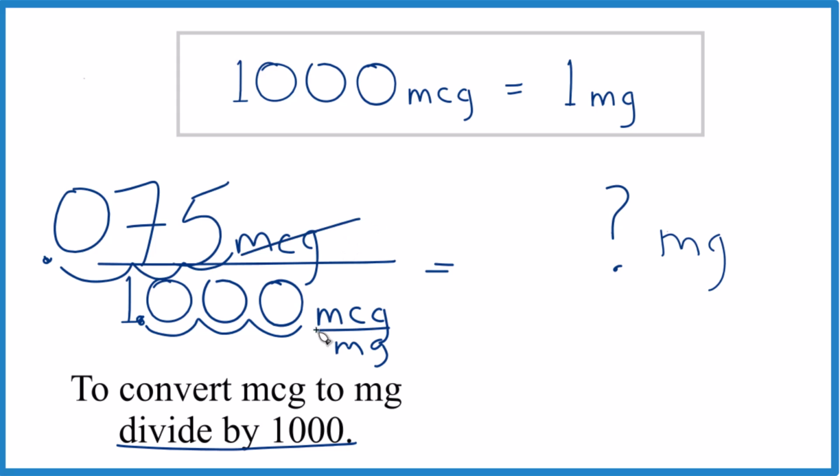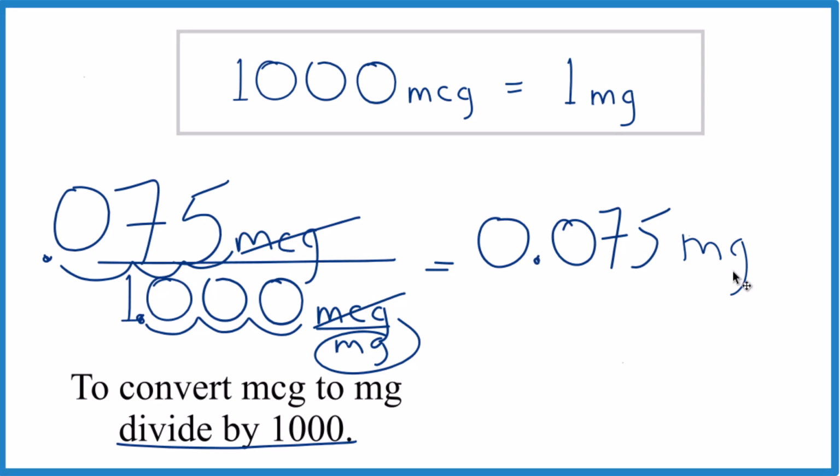You can see micrograms cancel out. We're left with milligrams. That's what we're looking for. And I put a 0 in front just so it looks a little cleaner.